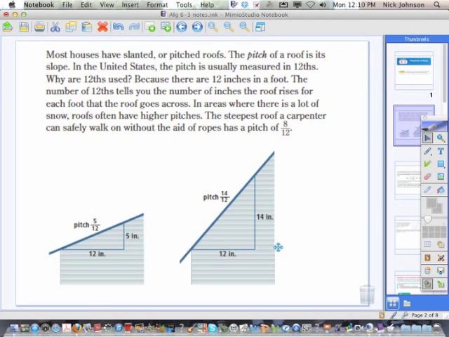If you look at this picture over here, this pitch is 14 over 12. Once again, rise over run. This has a higher pitch, 14, which means snow would be able to fall off this roof quite easily.